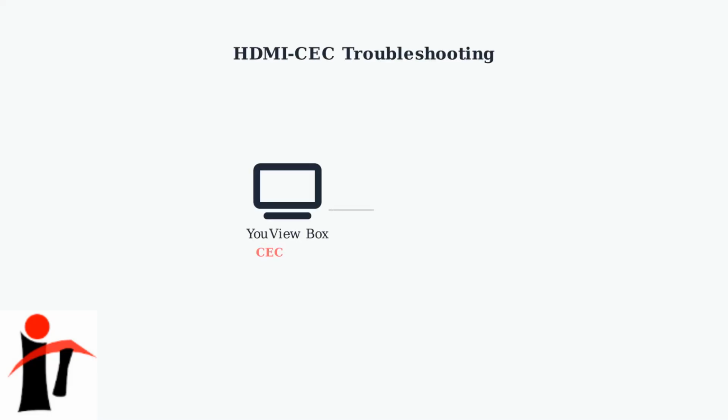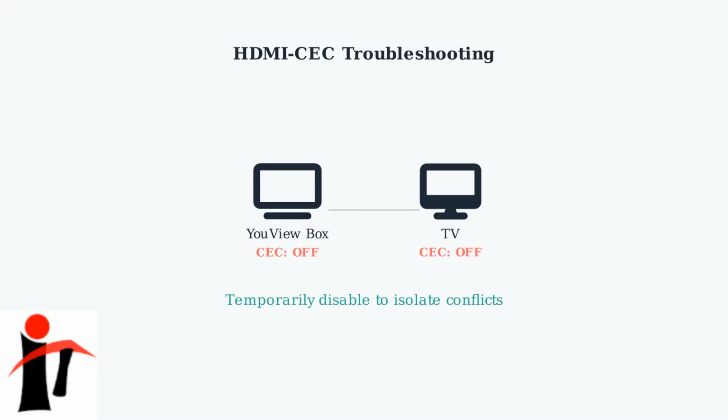HDMI CEC can sometimes cause audio conflicts between devices. Try temporarily disabling HDMI CEC on both your YouView box and TV to isolate potential conflicts. This feature allows devices to control each other, but can sometimes interfere with audio signals.